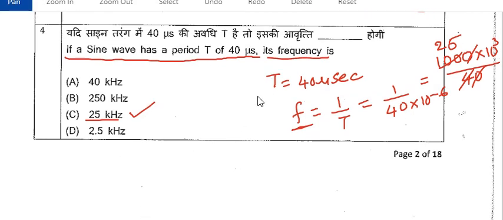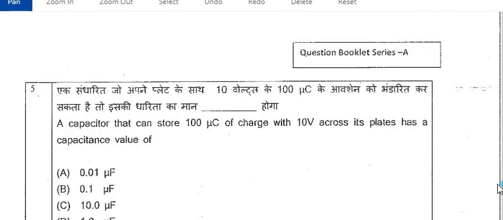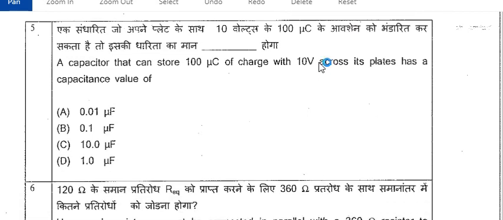So let us go for another question and see what the next one will be. So this is the fifth question: a capacitor that can store 100 microcoulombs of charge with 10 volts across its plates has a capacitance value of what?